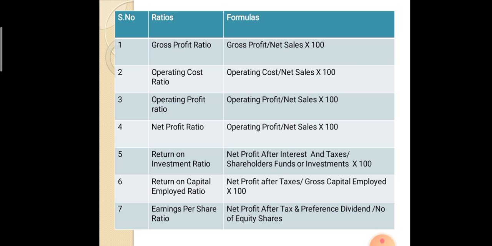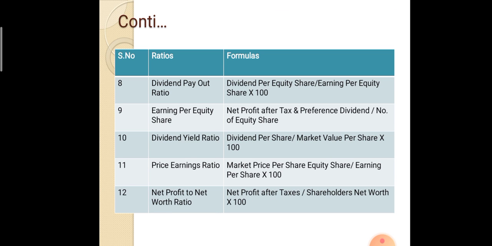So coming to the dividend payout ratio. So dividend payout ratio reveals the dividend per equity share divided by earning per equity share into 100. So earning per equity share is nothing but earning per share.